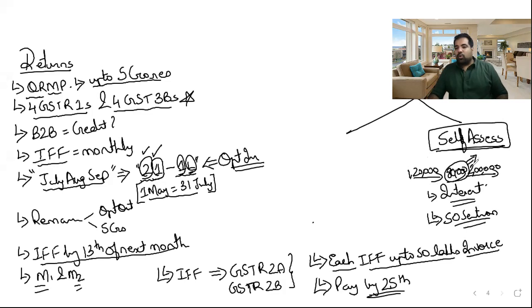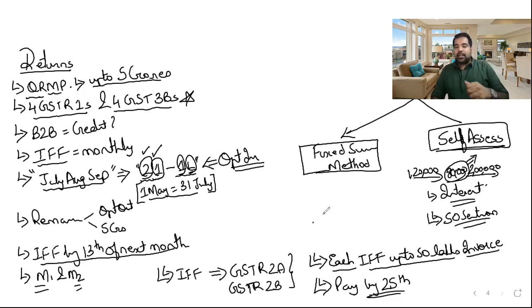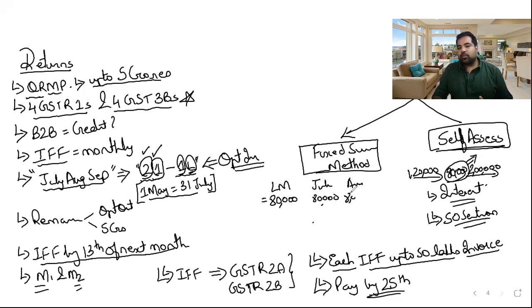But the government says if you don't want to apply so much mind, I'll give you an option. They said that we will have a fixed sum method, which is very simple, guys. The fixed sum method says that whatever you paid last month, pay that much only this month. So if you also took monthly for April, May, June, and in June you paid 80,000, then in July also you pay 80,000, and in August also you pay 80,000.